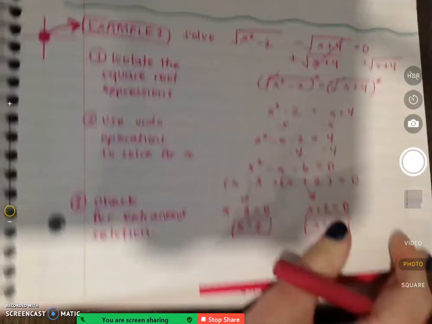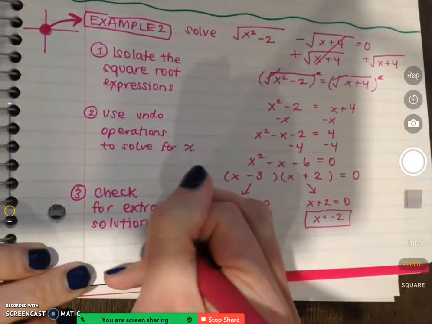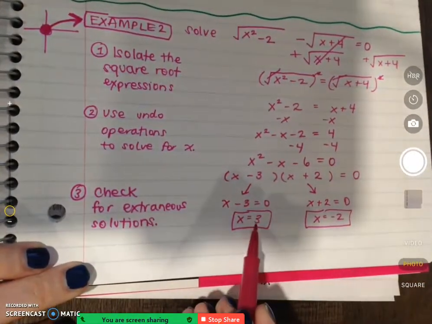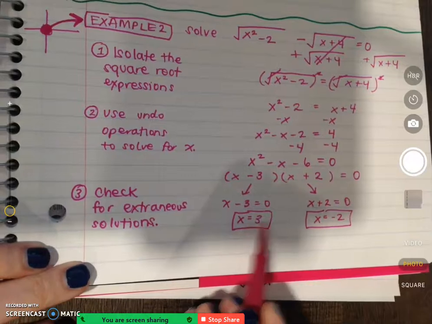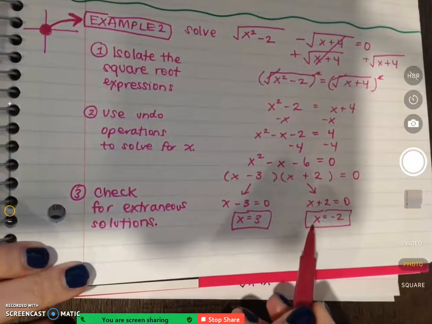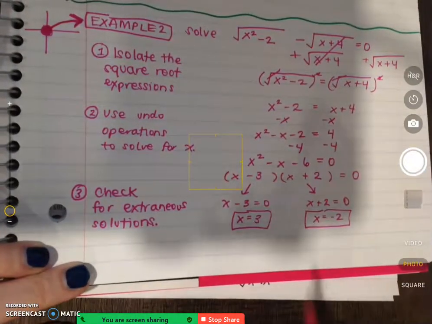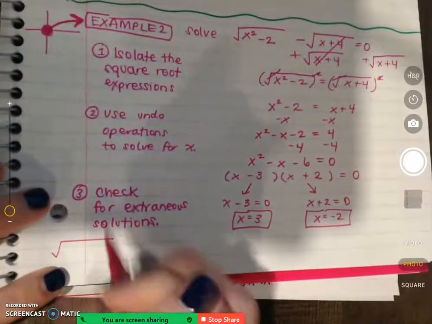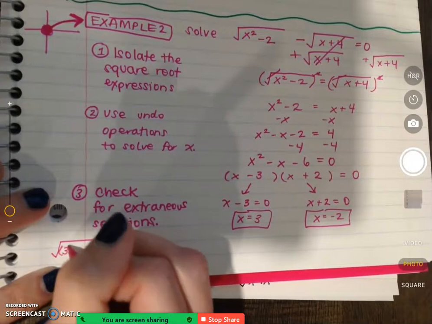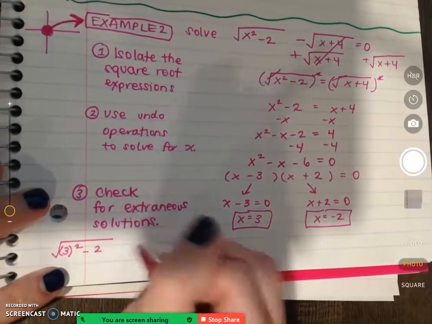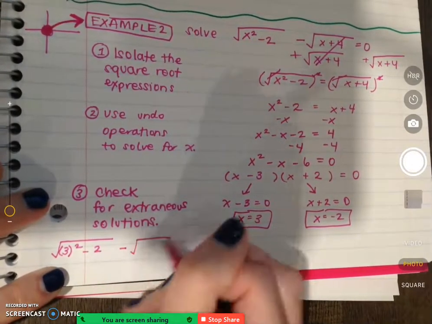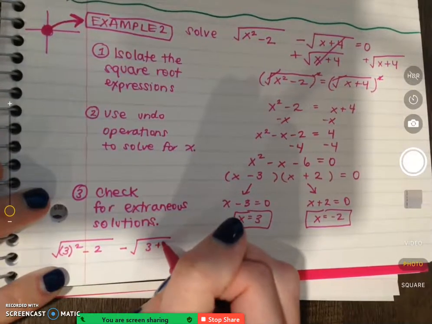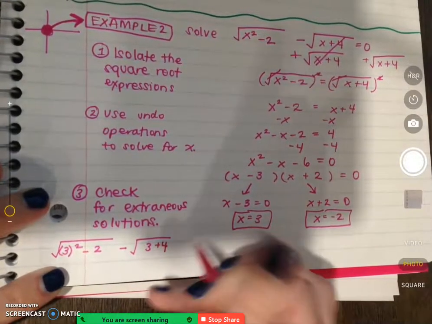So we have to check for extraneous solutions, and we do that by inputting 3 into the original equation and then inputting -2 into the original equation. I'm going to start with x equals 3. That would be the square root of 3 squared minus 2 minus the square root of 3 plus 4. Let's see if that equals 0.